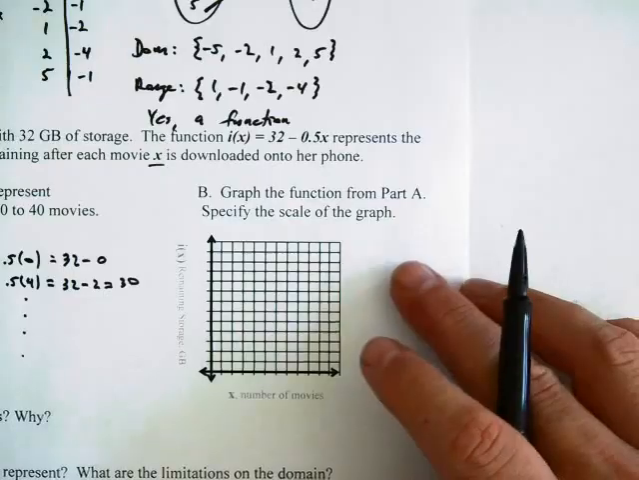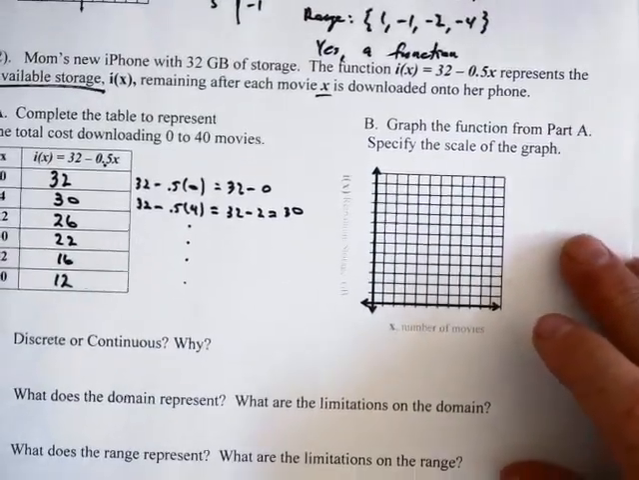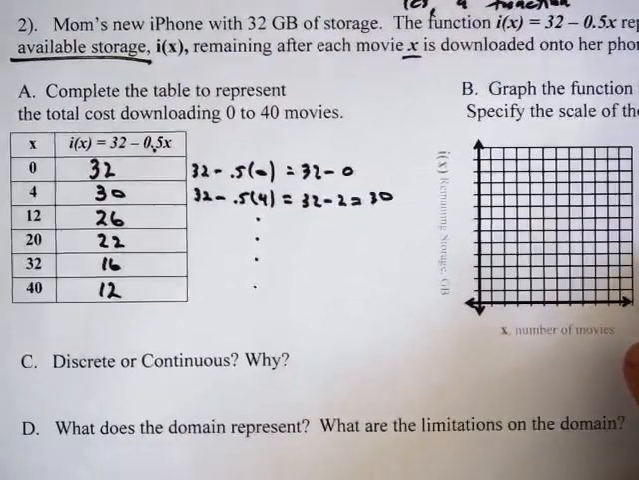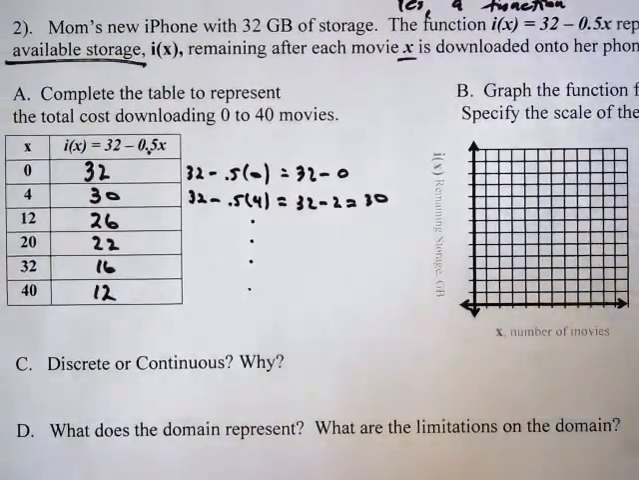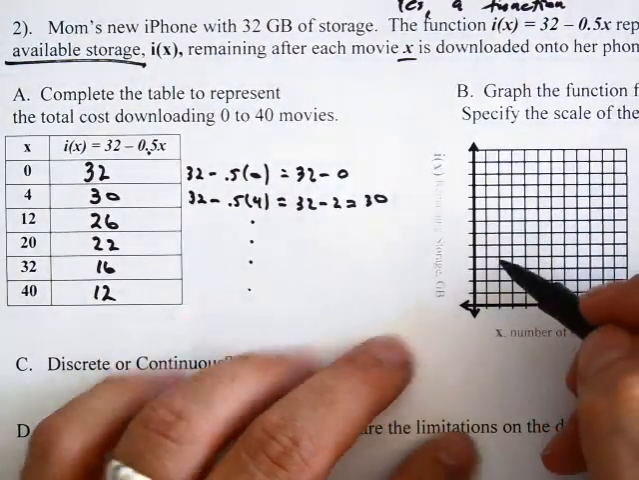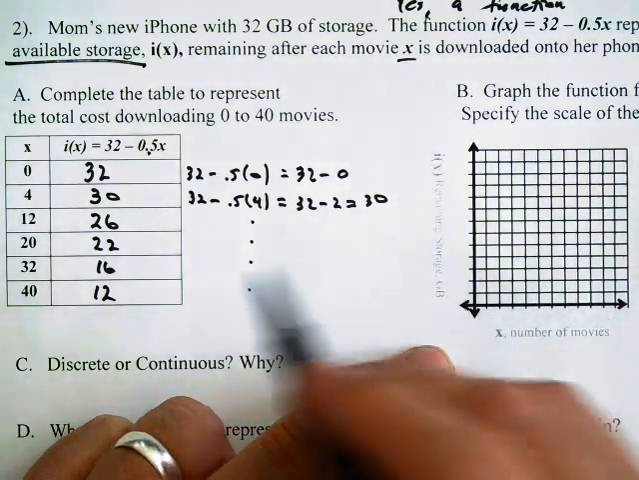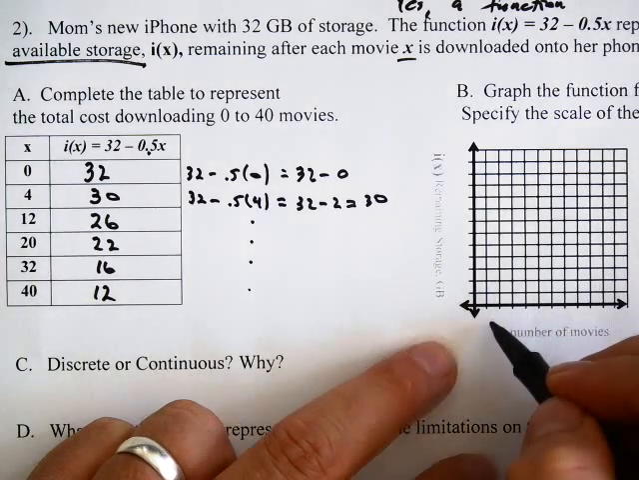It says now graph the function from part A. So, really I can afford to zoom in just a little bit. Alright, good, we just fit. So I'm going to go ahead, and now it says specify the scale. So the number of movies goes up to 40 movies.